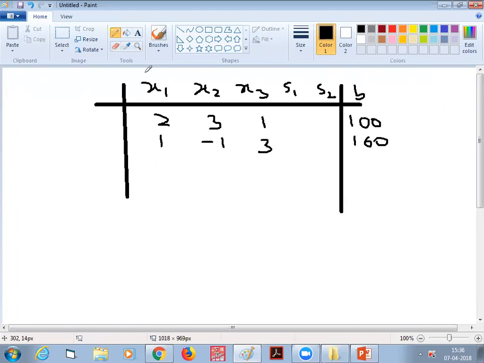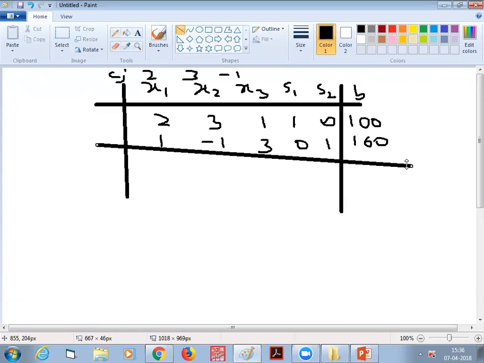And Cj's here are the coefficients. Suppose this is 2, 3, and minus 1. All right, so what do we get? Well, we need to put in our identity matrix, slack variables, 0 and 1 here.